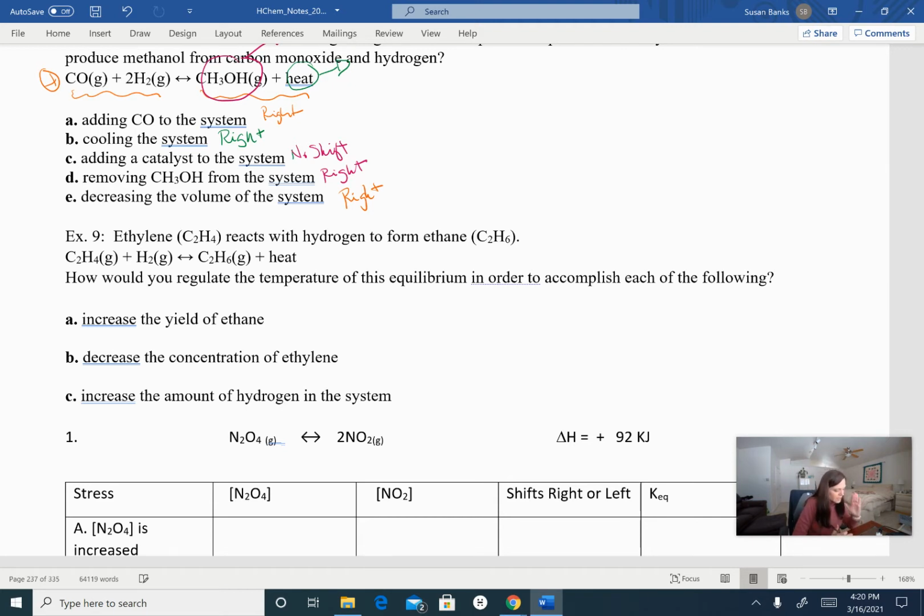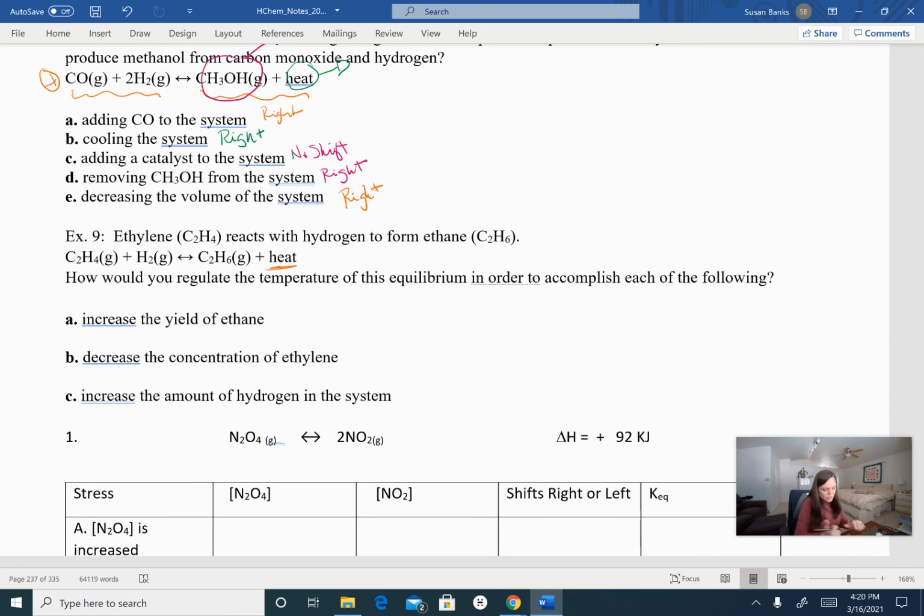Okay, so I've got ethylene reacting with hydrogen to form ethane, okay? How would I regulate the temperature of this equilibrium in order to accomplish the following? So I want to increase the yield of ethane. So I want to shift this right. So I'm going to do this with heat.